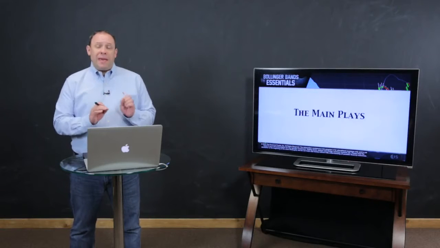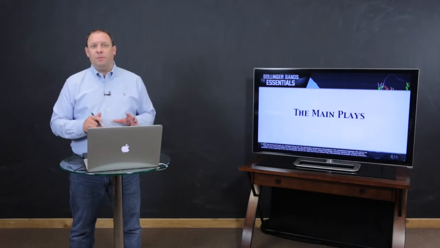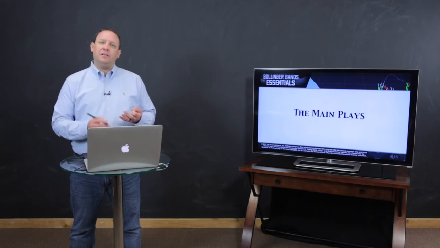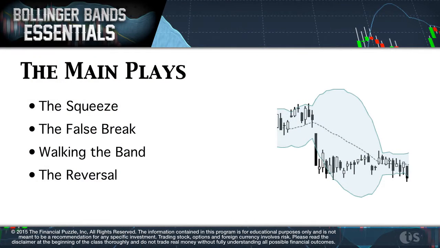That's going to bring us to the main plays that we see presented with the Bollinger Bands here. Now, technically, there's really three methods or three plays that we typically refer to. I'll highlight them here because I've actually added a fourth one. The three primary ones are the squeeze, walking the band, also known as the trend trade, and then the reversal. And then kind of the outlier here is the false break.